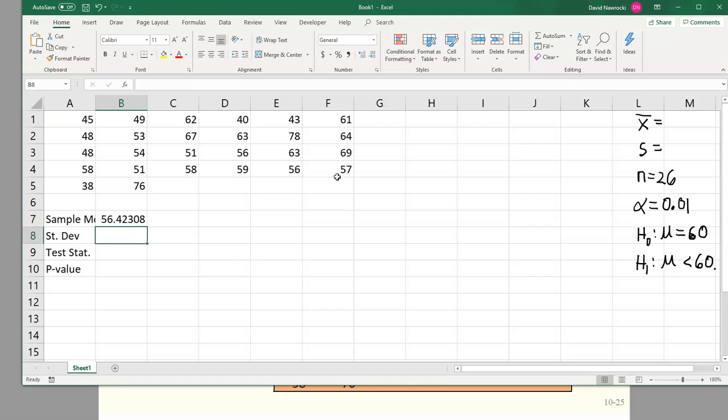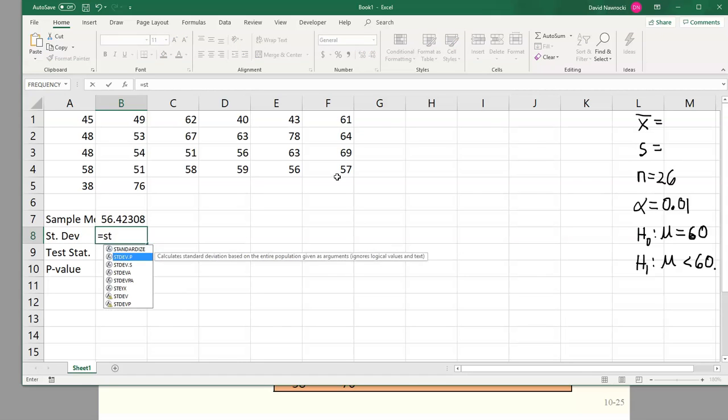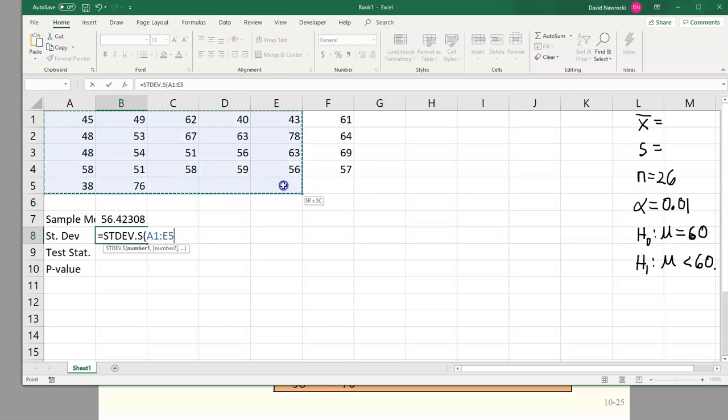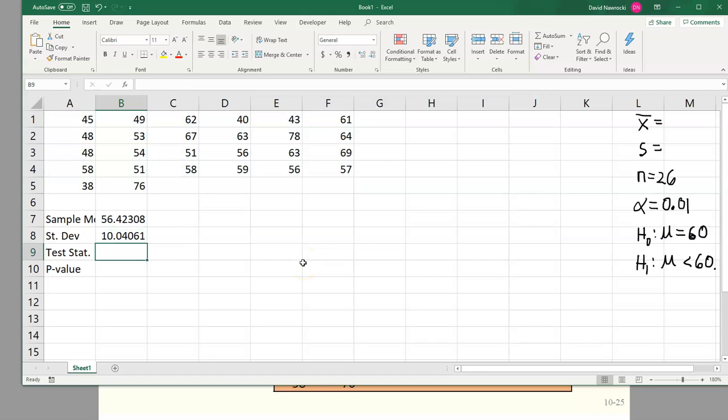Now we want our sample standard deviation. Notice we use stdev.s for sample. Highlight the data, so A1 to F5 again. Close off our parenthesis and hit enter. And there is our sample standard deviation, 10.04.